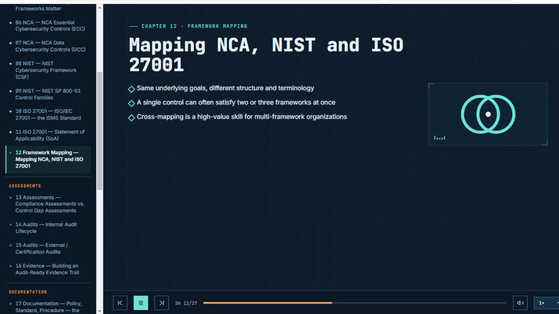NCA, NIST, and ISO 27001 pursue the same underlying goals through different structures and terminology. A well-designed control can often satisfy 2 or 3 of these frameworks simultaneously, and being able to cross-map them is one of the highest value skills in multi-framework organizations. In summary, same underlying goals, different structure and terminology, a single control can often satisfy 2 or 3 frameworks at once. Cross-mapping is a high-value skill for multi-framework organizations.